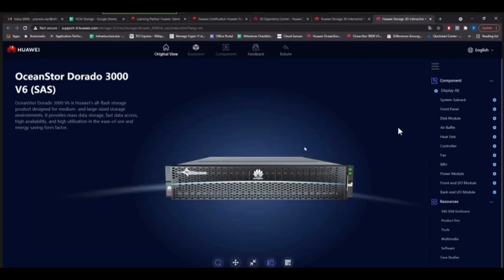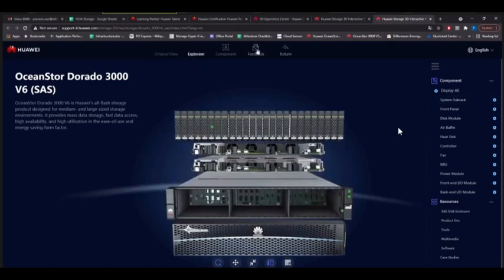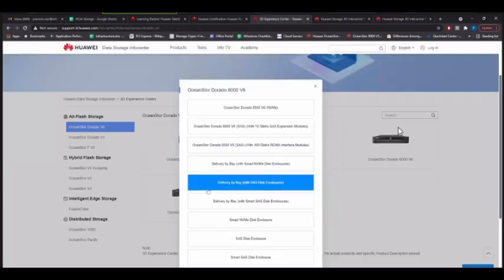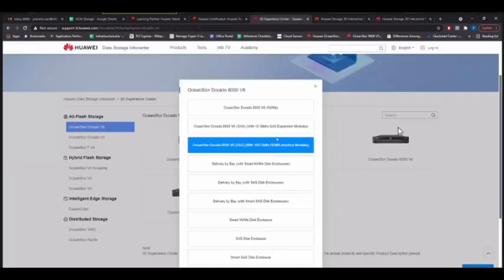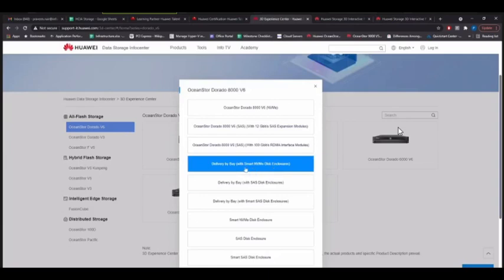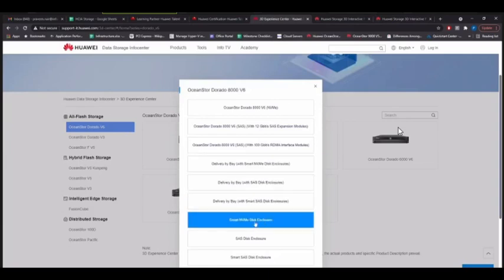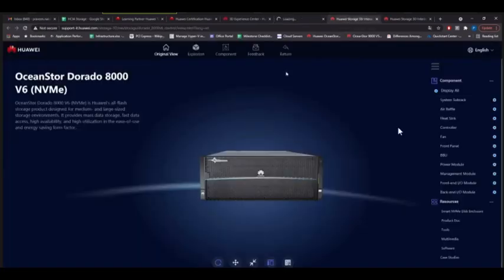For 3.5-inch disks, you have 3, 3, 3. So you can have about 9 or 12 disks for 3.5-inch disks. But for OceanStor Dorado, they only support 2.5-inch and 1.8-inch NVMe. So you can see by the NVMe disk enclosure, Smart 100, okay. Yeah, NVMe disk enclosure. So you'll see how the disk enclosure looks later on.